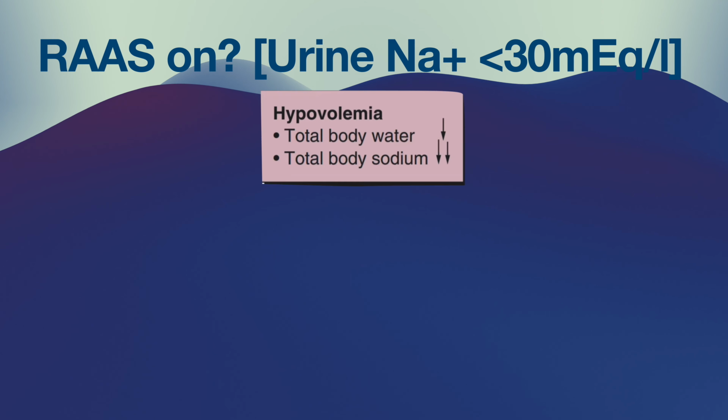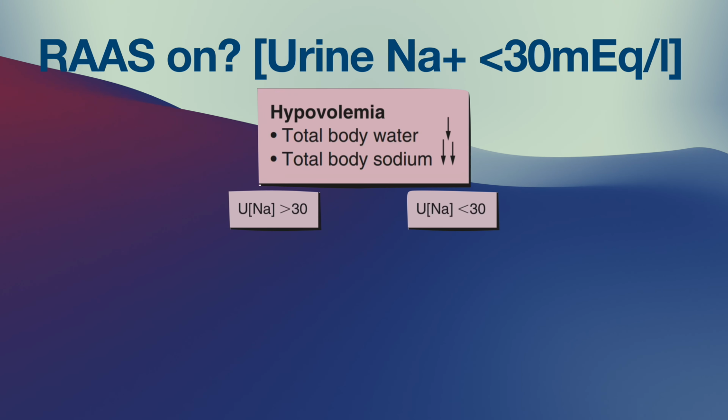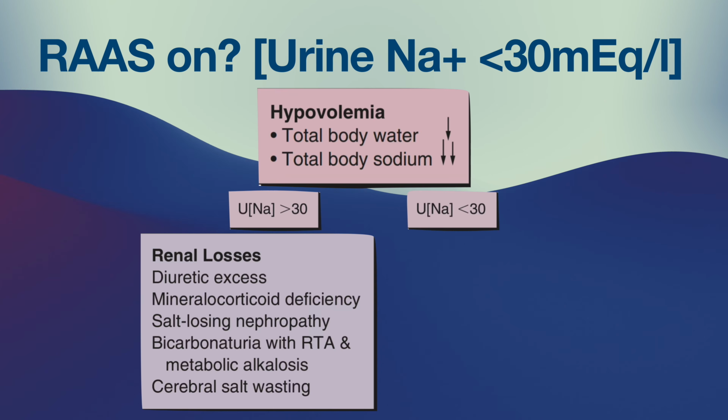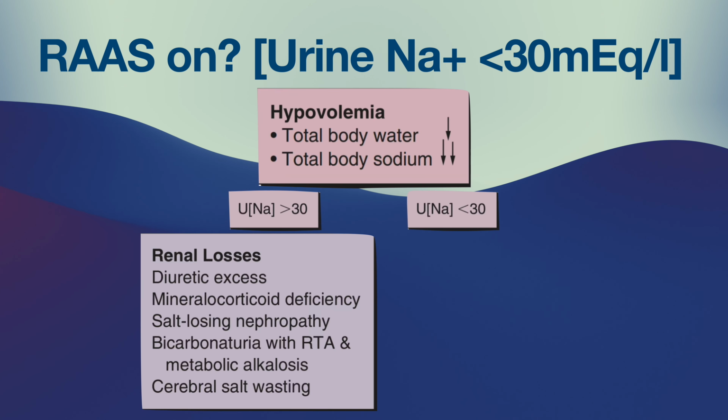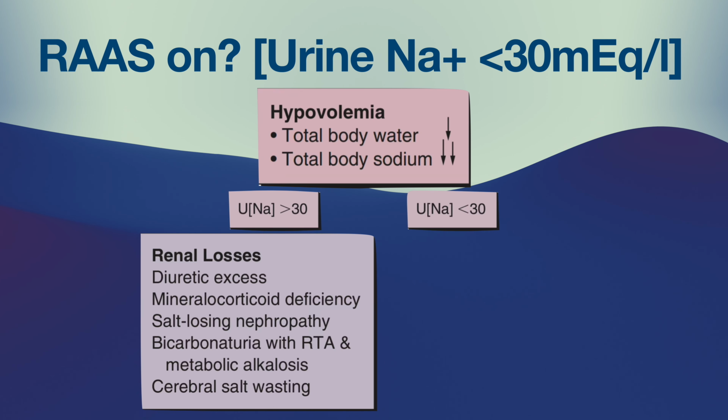Now, if we are asking this question in the context of hypovolemia, we get that RAAS is off. That means we are losing fluid and salt from the kidneys, which can occur in either diuretic use or mineralocorticoid deficiency, salt losing nephropathy, or cerebral salt wasting. That means the loss of volume is from the kidneys itself.